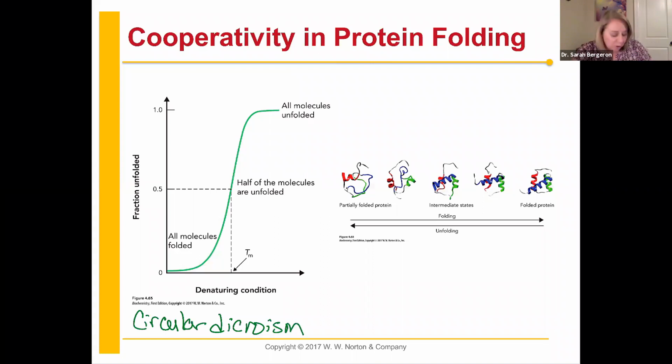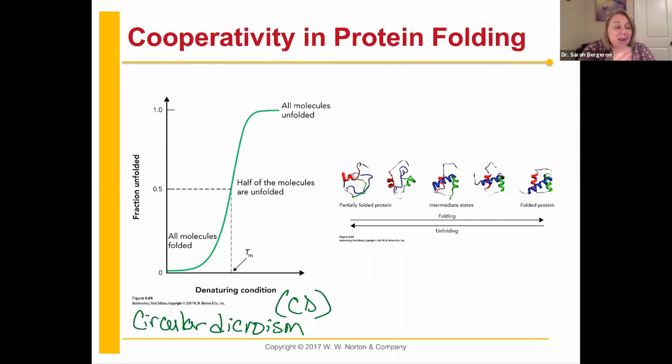Circular dichroism, or CD, they call it. Circular dichroism measures the difference in absorption between right-handed and left-handed circularly polarized light. You pick different wavelengths between about 190 and 250 nanometers. Looking at how much light is absorbed, you can identify that we have this percent alpha helices, this percent beta sheet, and this percent unstructured region.